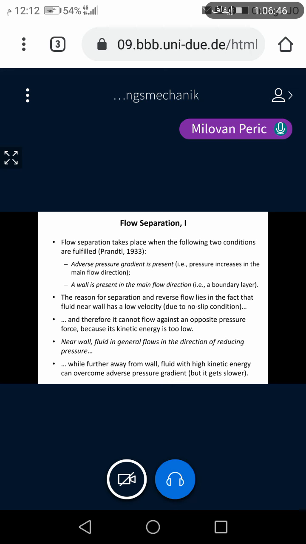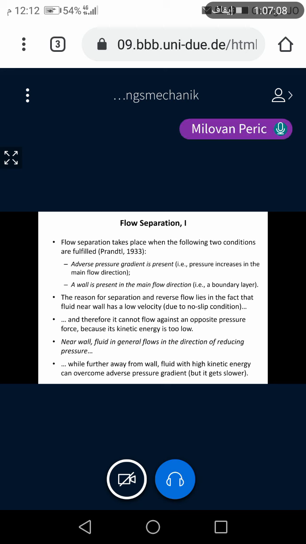And I will show later an example of the same flow with the same adverse pressure gradient, but in one case there is separation because there is a splitter plate added, and in the other case, if you remove the splitter plate, there is no separation because there is no wall. So the flow has to separate from a wall and reattach at the wall again.